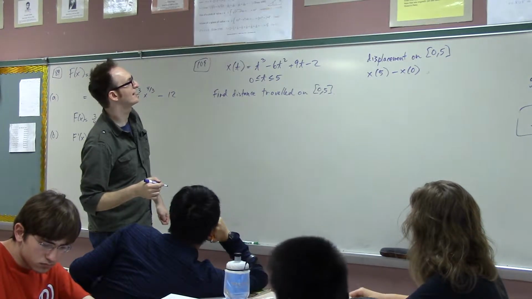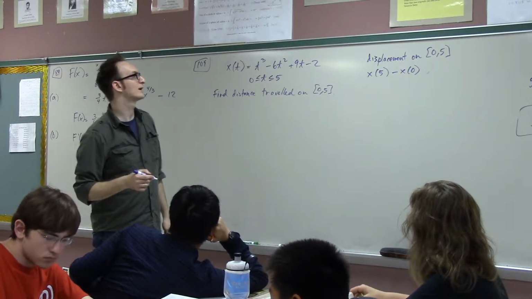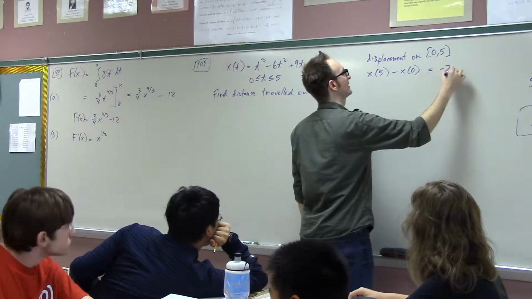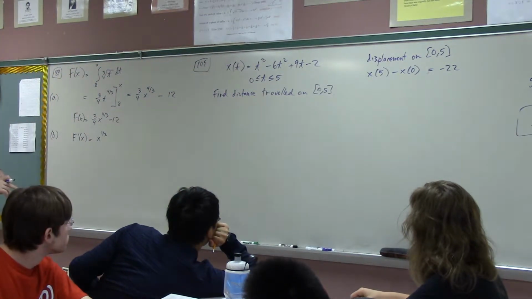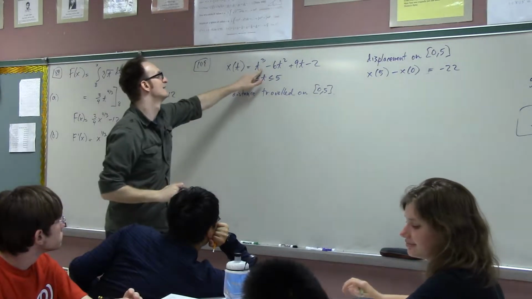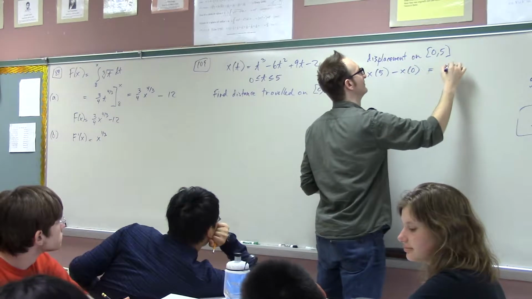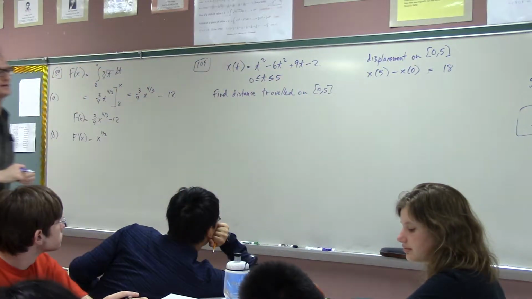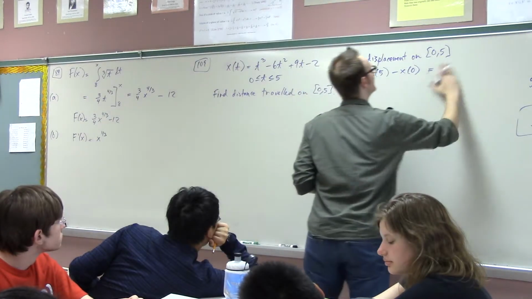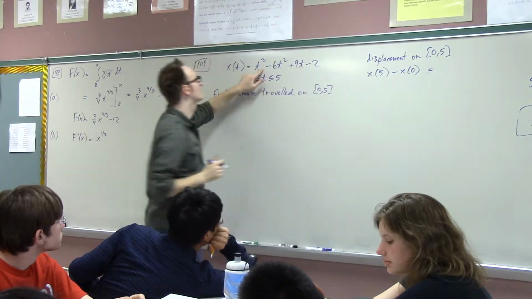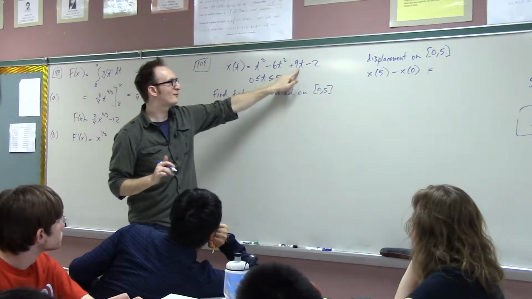125 minus 150 is negative 25, and 45, negative 20, negative 22. Someone back me up there. I think it's wrong. Let me try again. 18. Yep, you're right. So the answer is 18. Wait, no, let me try again. It's 18 minus 2, it's negative 2, it's 20. Negative 25 and 45.